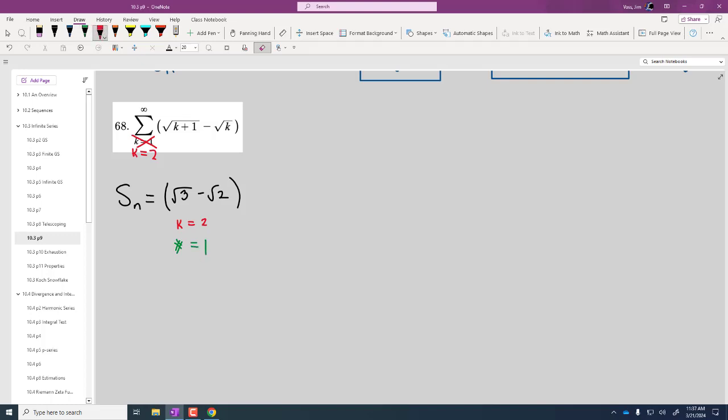Then let's go to the second term. For the second term, we're going to plug in a k value of 3. So we're going to get square root of 4 minus square root of 3. Here we're plugging in k equals 3, and this is the second term. Then we're going to have a 4 for the third term. So plugging in a k value of 4 is going to give us root 5 minus root 4, and then some dots.